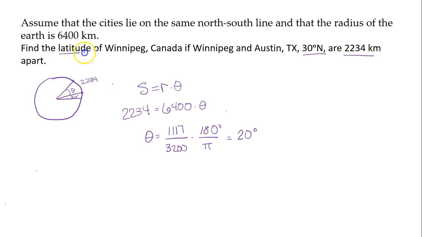To find the latitude, what we need to do is take our 20 degrees that we found our angle to be, and then add it to our already 30 degree north latitude there. So 30 degrees here, 20 degrees here. Our latitude for Winnipeg, Canada is 50 degrees north. And that's how you go about it.